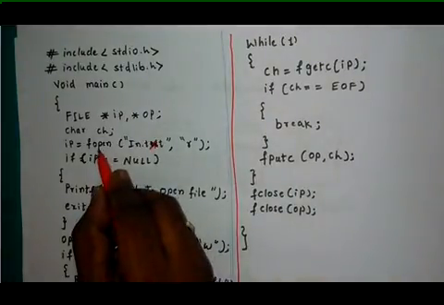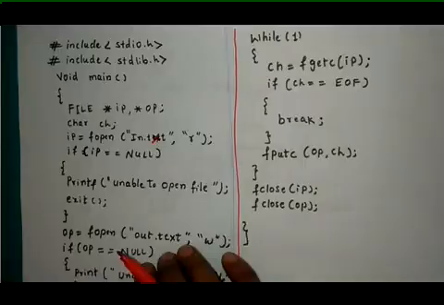So check if IP equal to null, true. Then say printf unable to open a file.